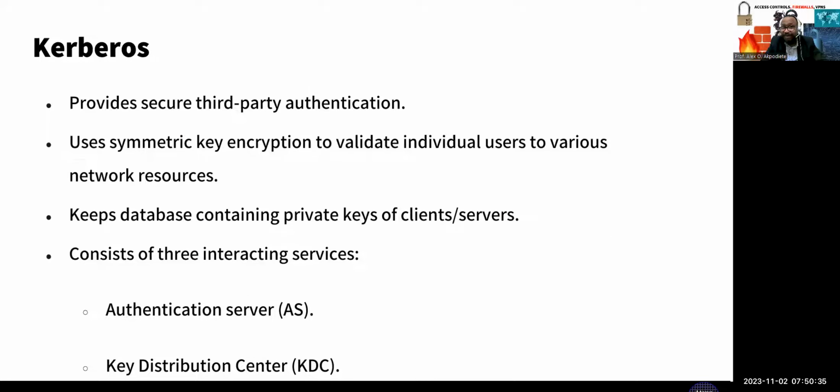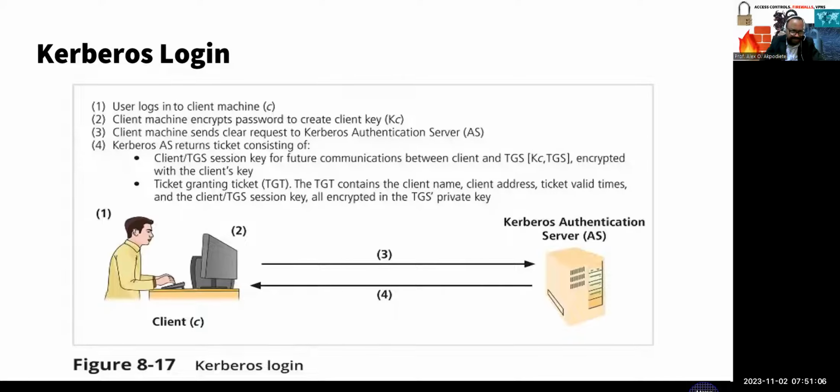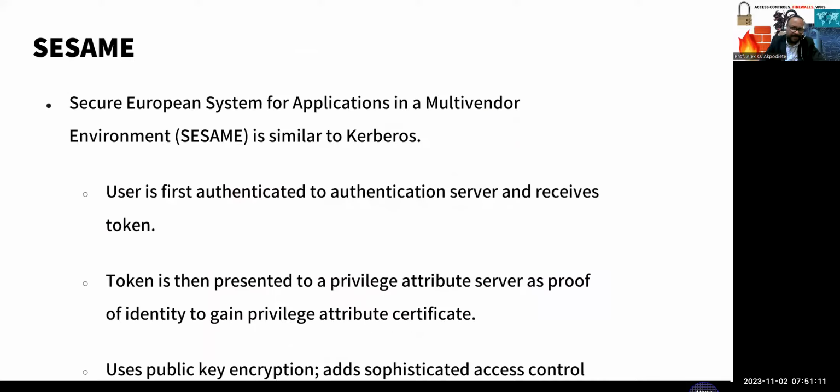Kerberos, that is on the picture behind me, the three-headed Greek dog, enables you to do third-party authentication. We're going to talk about cryptography in the next module, but in cryptography you have symmetric and asymmetric. Symmetric means you have one key. So it uses symmetric key encryption to validate you to various network resources. There are three parts to the service for Kerberos. So this is a Kerberos system working as opposed to RADIUS.